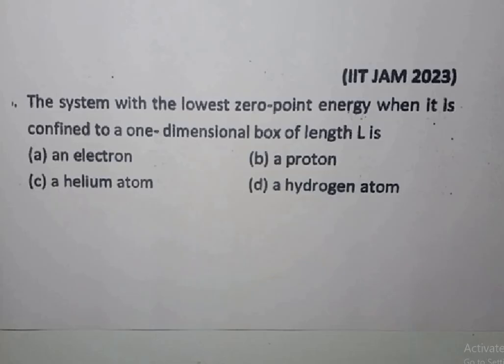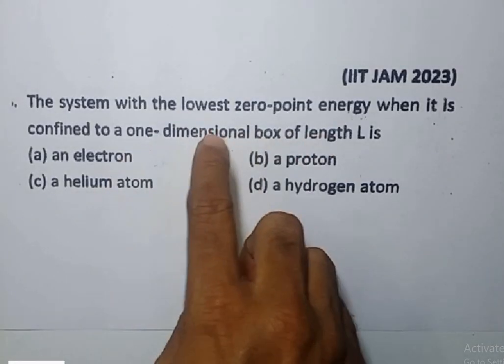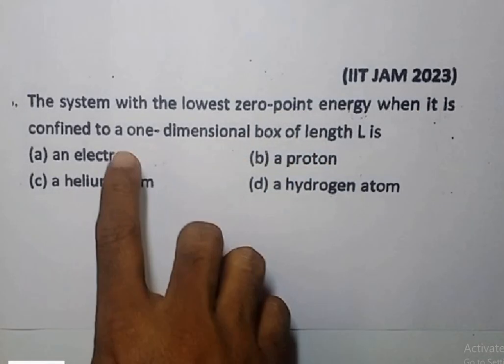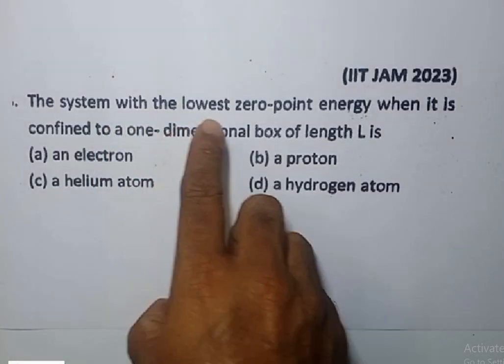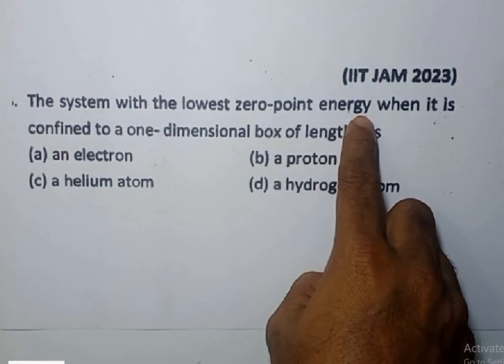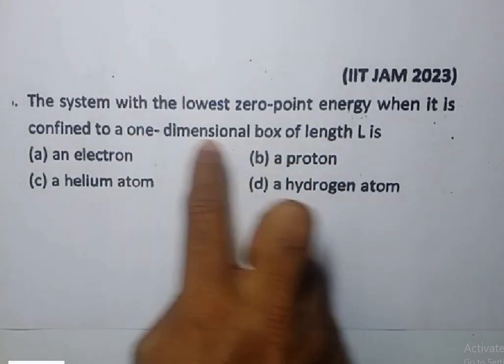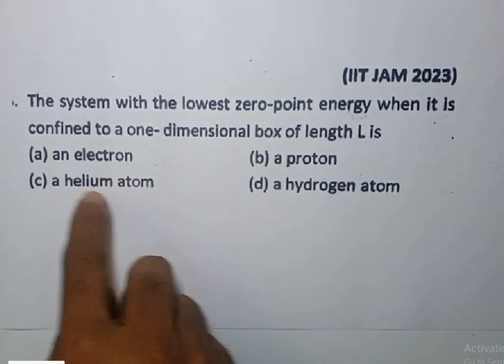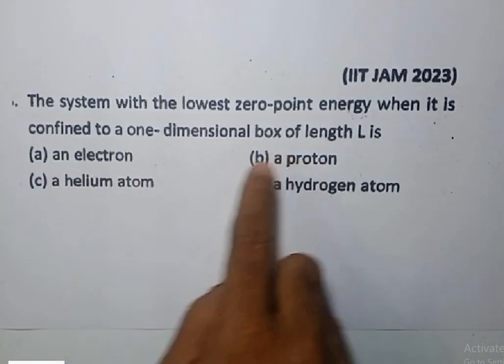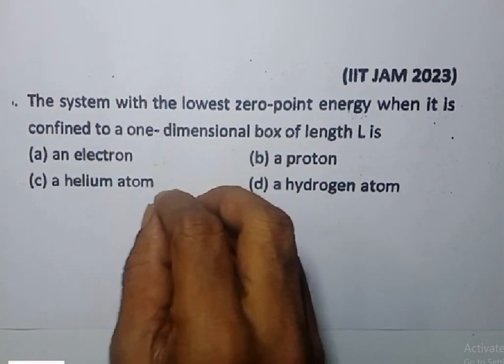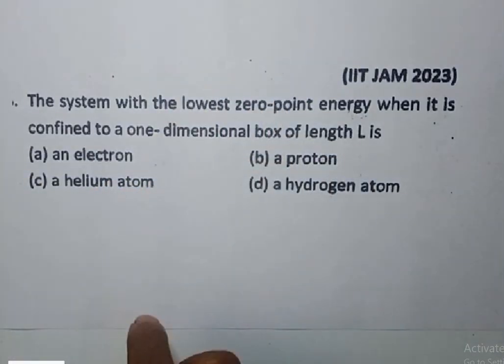Take it. This is a quantum chemistry question asked in 2023 IIT-JAM. The question is: the system with the lowest zero point energy when it is confined to a one-dimensional box of length L. A 1D box of length L is given. Different particles are given: electron, proton, helium atom, hydrogen atom. Among these particles, which particle will give the lowest zero point energy if it is confined in a one-dimensional box of length L? Try to answer this question.